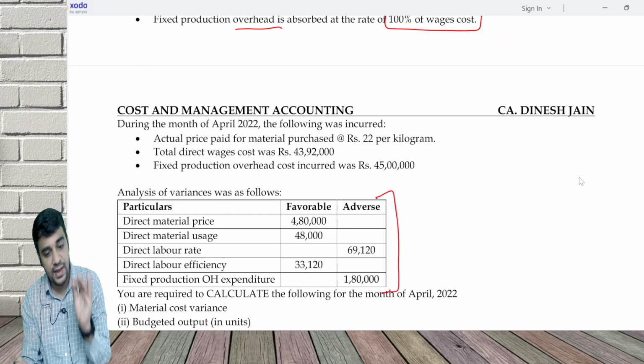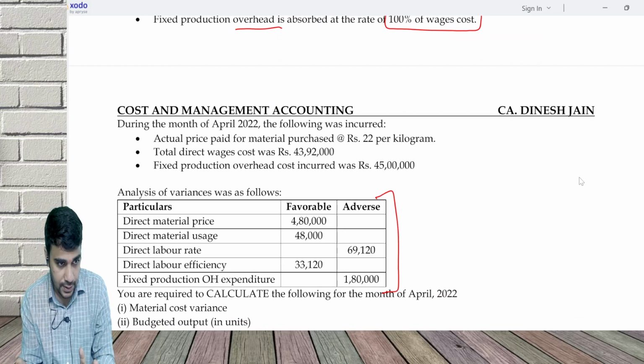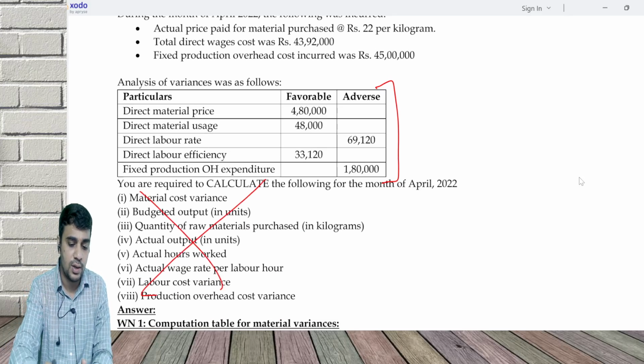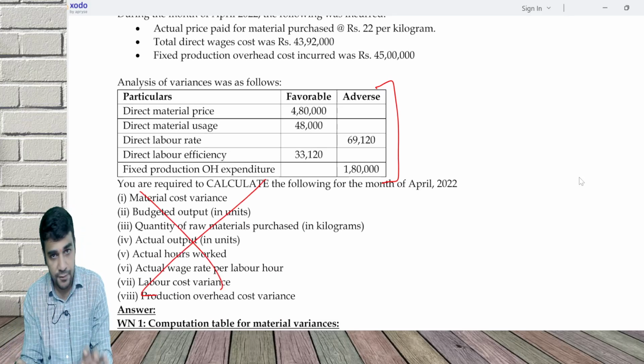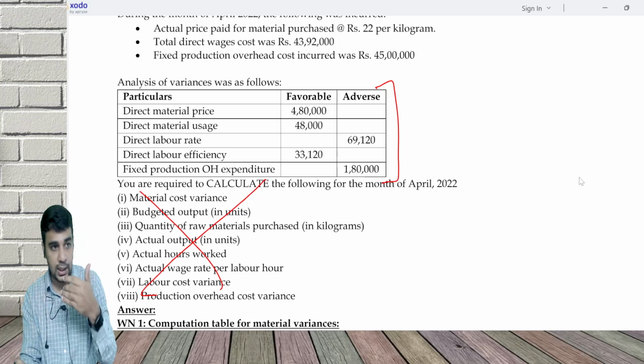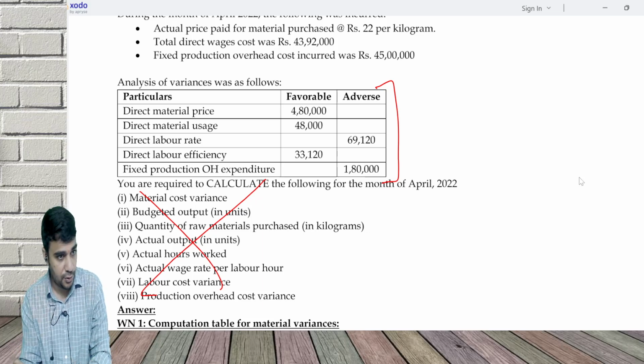Whenever variances are given, our objective is to first complete the computation table. When I complete the computation table, I will not look into what all this is. Let me not get into that. First objective is to complete all the computation tables. We'll start with material variances. We may be able to complete it, or we may not.